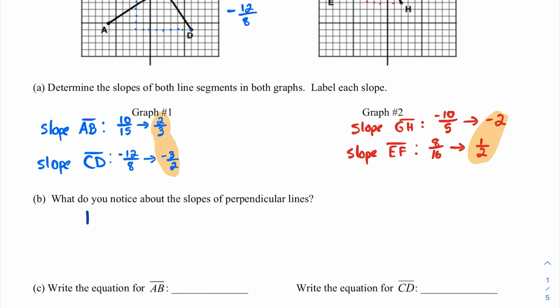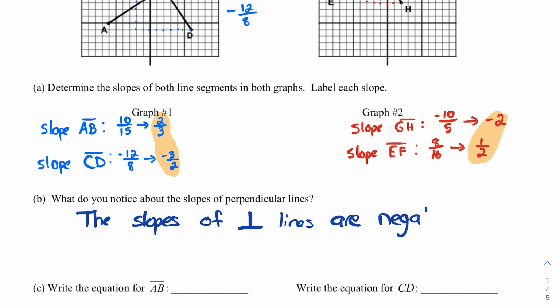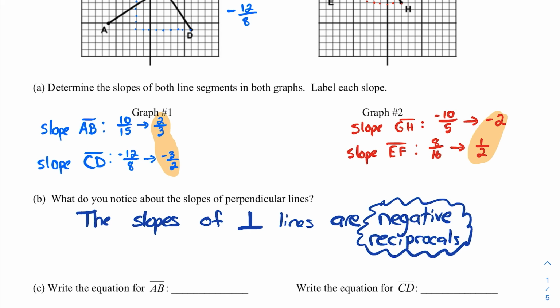So I'm going to say the slopes of perpendicular lines are negative reciprocals. That's going to be a phrase that you want to be comfortable with. Negative reciprocals, that occurs when you have perpendicular lines.